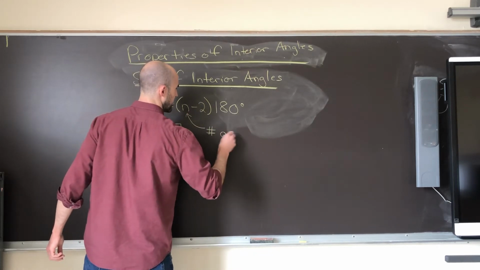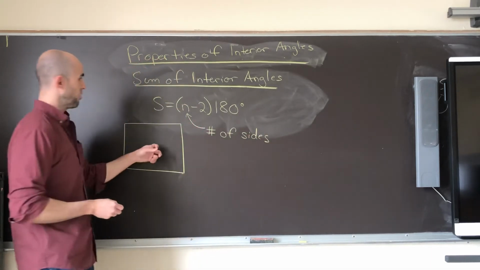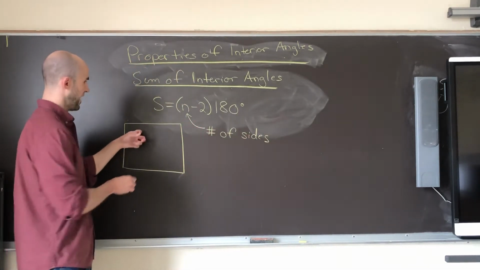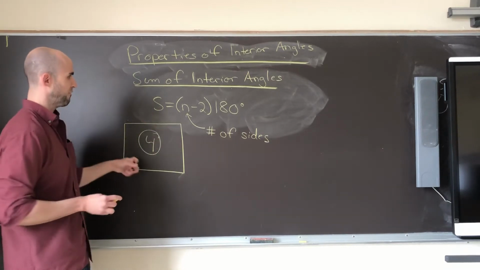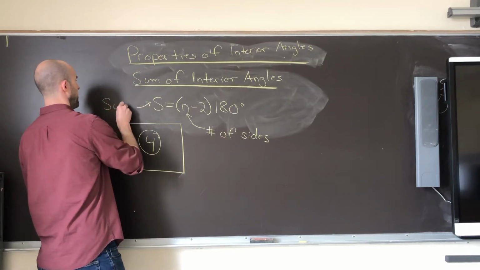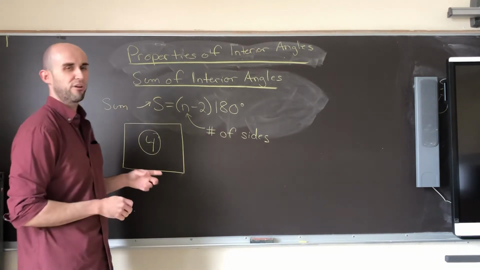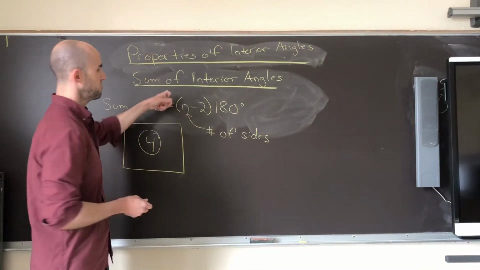N literally represents the number of sides. How many sides a figure has, right? So if we were talking about a quadrilateral, it would have 4. And it would have 4 because 1, 2, 3, 4 sides, right? S again, S represents the sum. So the only thing you need to know to figure out how much the interior angles are always going to add up to, you just need to use this formula.